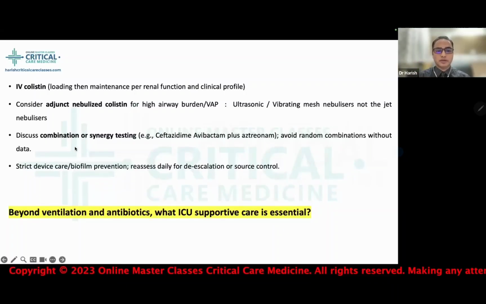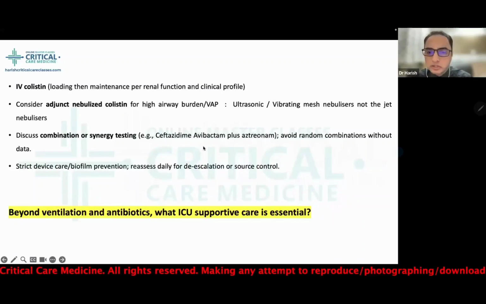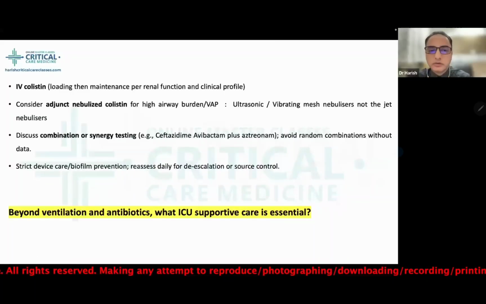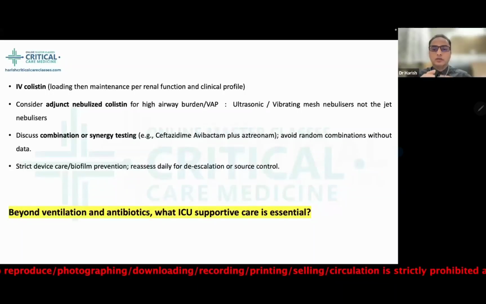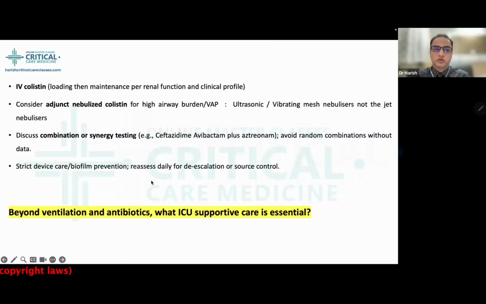So discuss combination or synergy testing with the microbiology. We can check synergy of ceftazidime avibactam plus aztreonam. Even though it is resistant to ceftazidime avibactam alone, for combination therapy it may retain the synergy. Remember, you need to give ceftazidime avibactam through one line and aztreonam through another line as simultaneous infusion, not back-to-back. Don't give any other random combination therapy. Strict aseptic precautions, infection control policies, and later source control and de-escalation, all these things you need to consider in a particular patient.